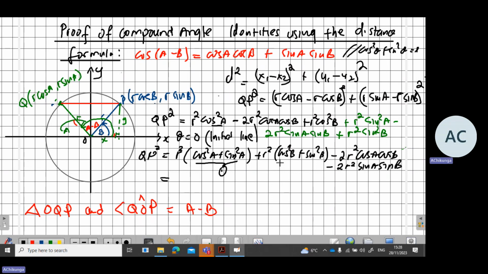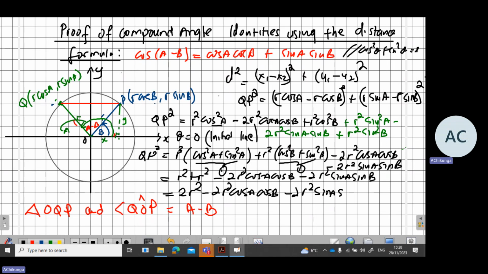It's an identity, Pythagoras theorem, 1. So all this is 1, which leaves us with r squared plus r squared minus 2r squared cos A cos B minus 2r squared sine A sine B. Let us just simplify it quickly here as 2r squared minus 2r squared cos A cos B minus 2r squared sine A sine B. I will call this my equation number 1.